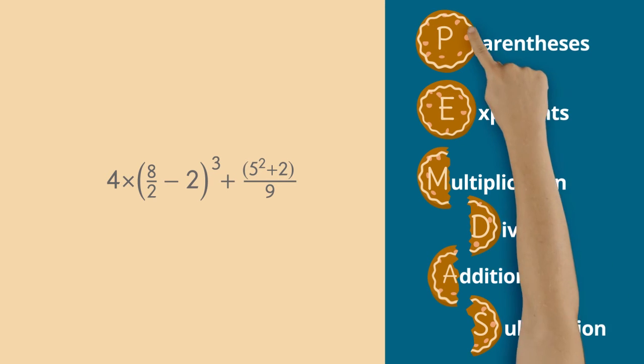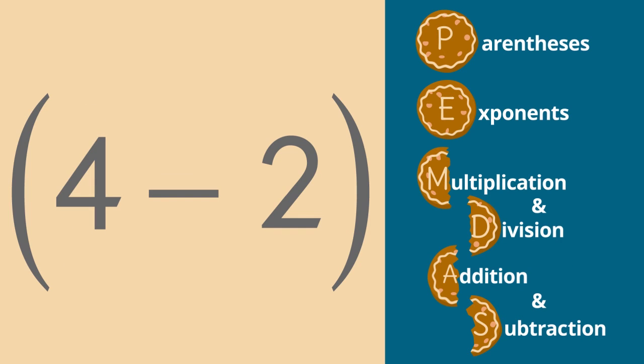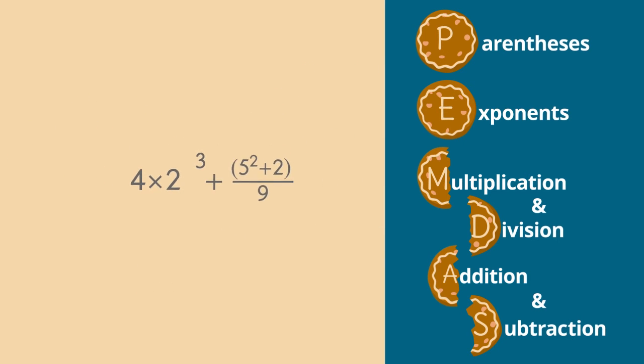First, you should be looking at the parentheses. Inside, you have 8 divided by 2 minus 2. Once inside the parentheses, you have to use PEMDAS again. Division comes before subtraction, so you must divide 8 by 2 before subtracting 2. Now you have 4 minus 2, which is 2.